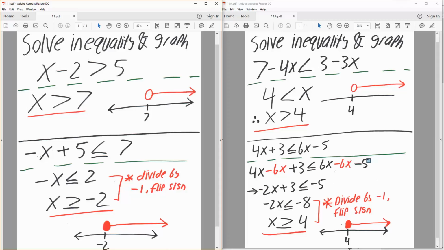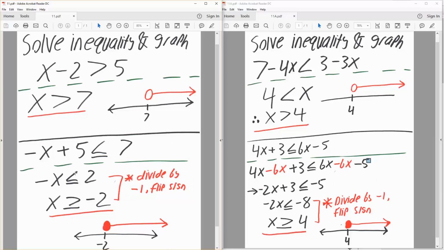Next problem, minus x plus 5 is less than or equal to 7. I could subtract 5 here, 5 here, and so I would get negative x is less than or equal to 2. But this is an important rule. If I want to say x, I divide by negative 1, divide by negative 1. And if we divide by a negative 1, we flip the sign.